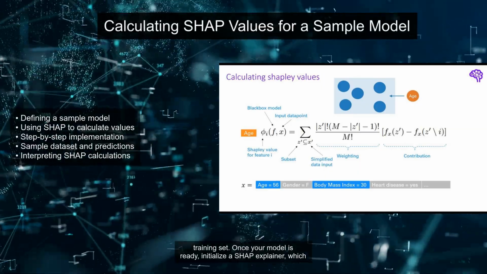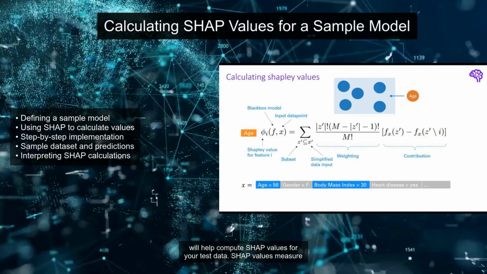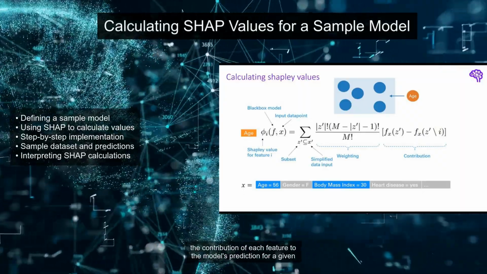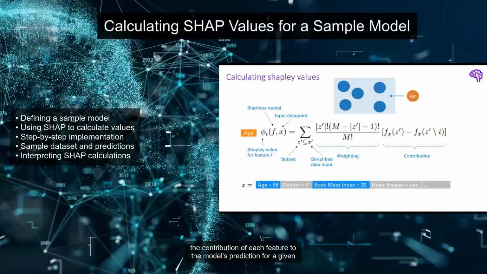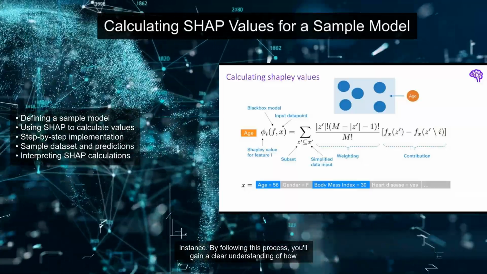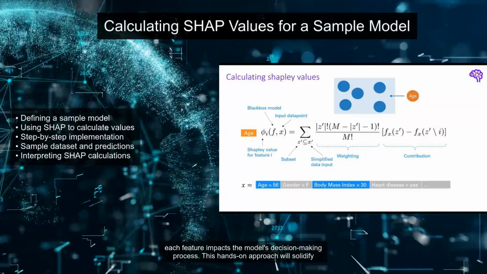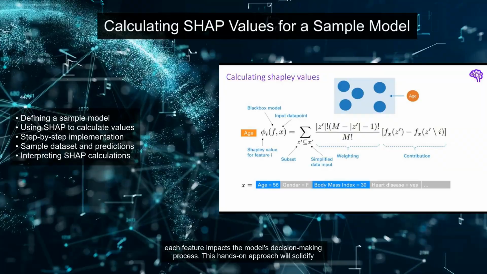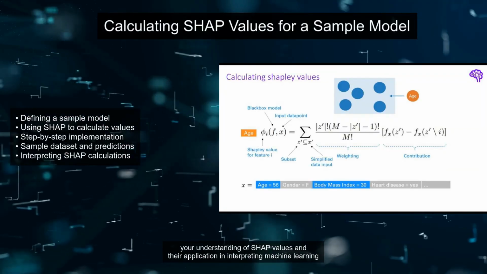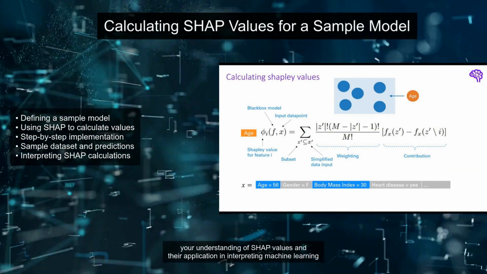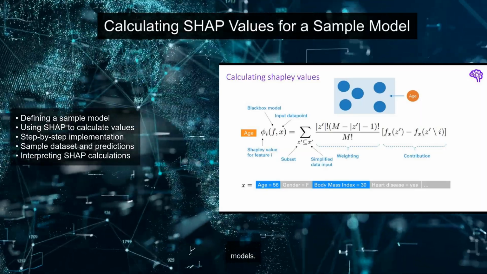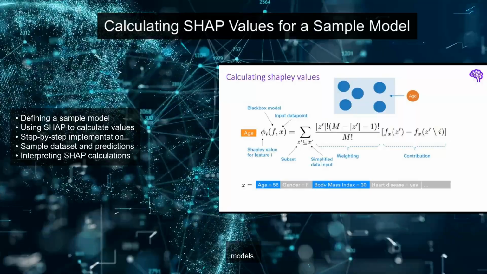Once your model is ready, initialize a SHAP explainer, which will help compute SHAP values for your test data. SHAP values measure the contribution of each feature to the model's prediction for a given instance. By following this process, you'll gain a clear understanding of how each feature impacts the model's decision-making process. This hands-on approach will solidify your understanding of SHAP values and their application in interpreting machine learning models.